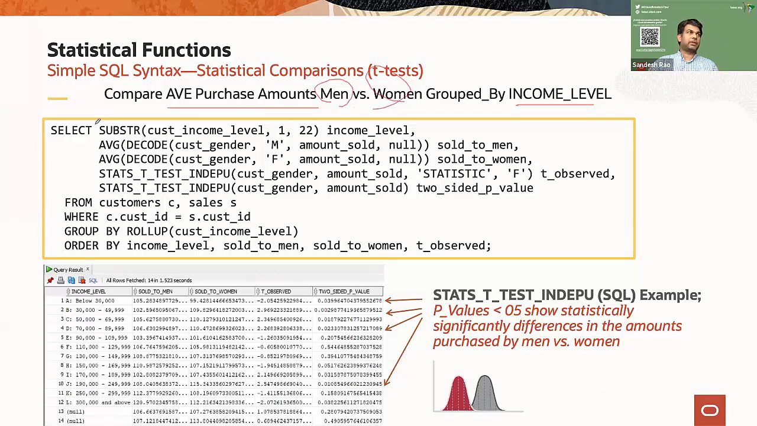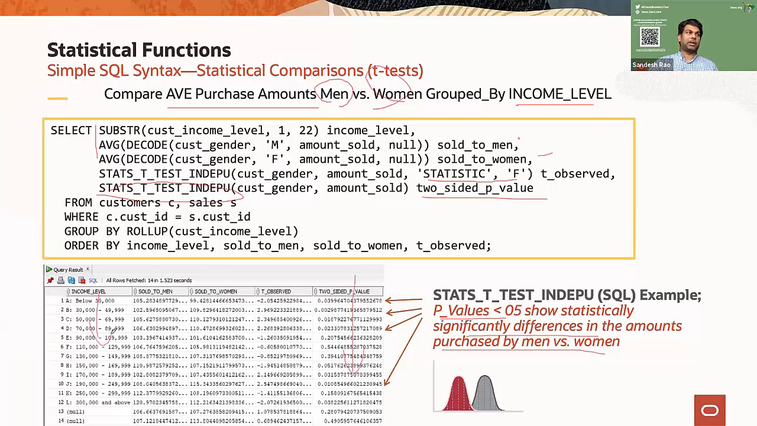It's very easy to see the first three columns, what I'm trying to do. I'm trying to find sold to men, sold to women. But this is the main key here: it's basically stats t-test. This tells you I'm calculating F test values, and I'm also looking at a two-sided p-value. Forget what these are. They're basically ways for me to measure who's buying stuff differently. If I get a p-value that's less than 0.05, then it shows statistically significant differences in the amounts purchased by men and women. So this is the column I have to look at.